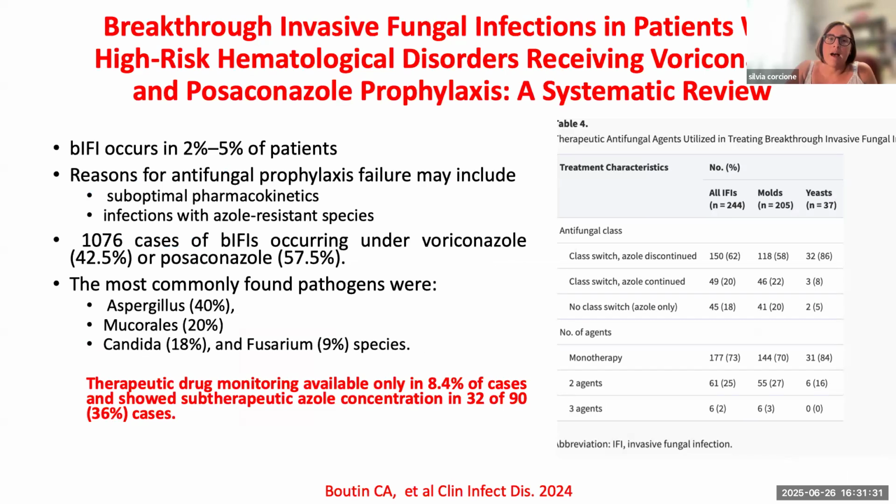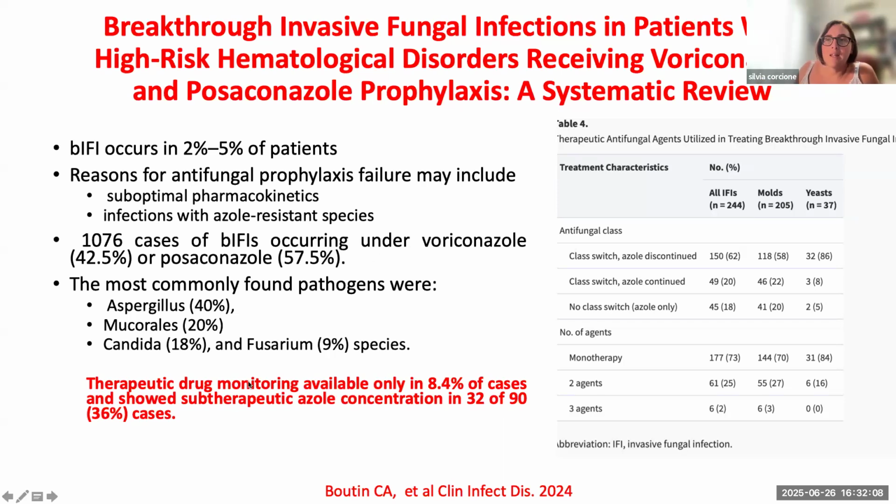Recently, there was a really nice systematic review published in Clinical Infectious Diseases that evaluated breakthrough invasive fungal infection in patients with high-risk hematological disorders who received voriconazole and/or posaconazole as prophylaxis. And what they found is that breakthrough infection occurs in 2 to 5% of patients, and the most frequent reasons for antifungal prophylaxis failure could be suboptimal pharmacokinetics and infection with azole-resistant species.